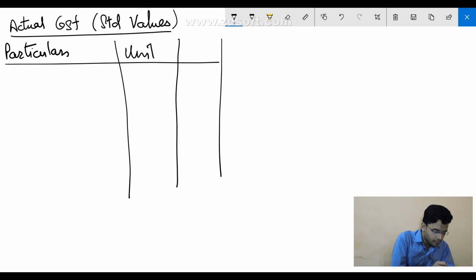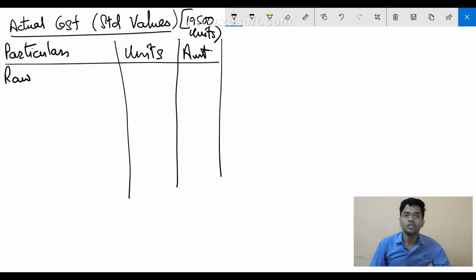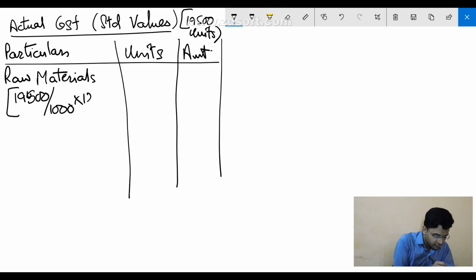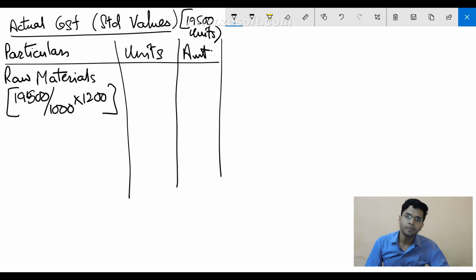Let's compute units and amounts. So guys, we'll be taking 19,500 units as the output which we should have produced. For producing this particular output, we should have used raw material to the tune of 120%. Where does 120% come from?